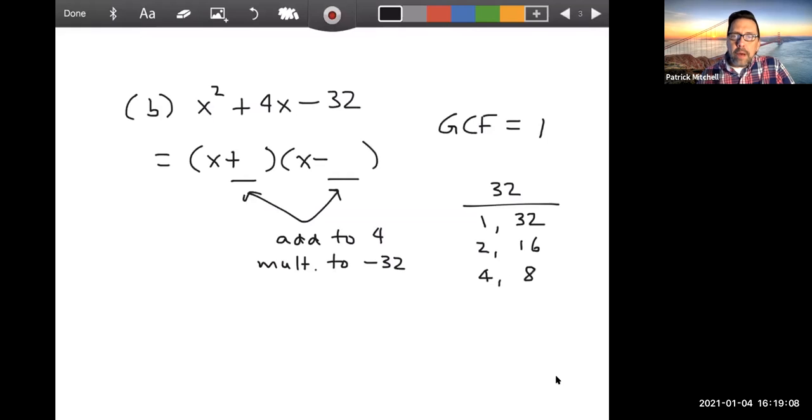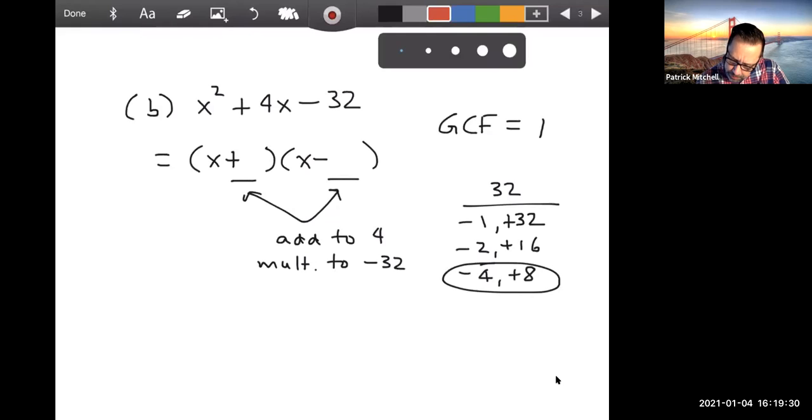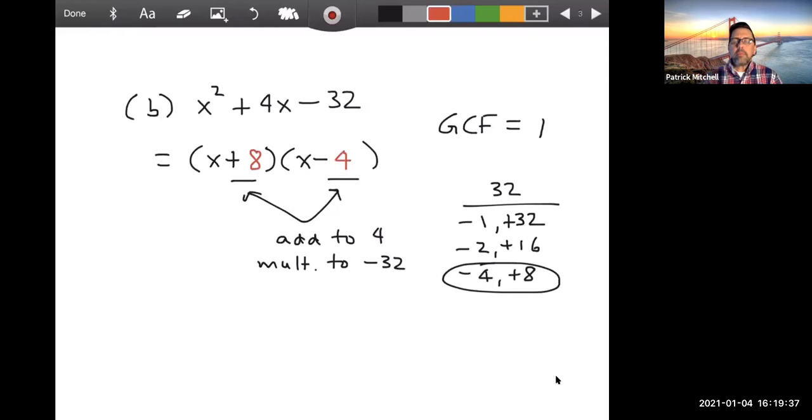If they add up to a positive, that means it's the bigger number that has to have the plus on it. So the only way to make these pairs of numbers add up to positives would be like this. And the only one of these that works is this one right here. But since I put my plus first over there, I have to put the 8 here and the 4 there. Okay.